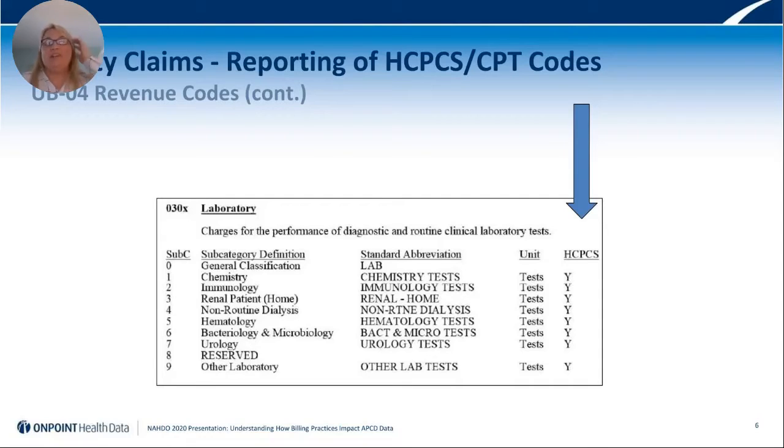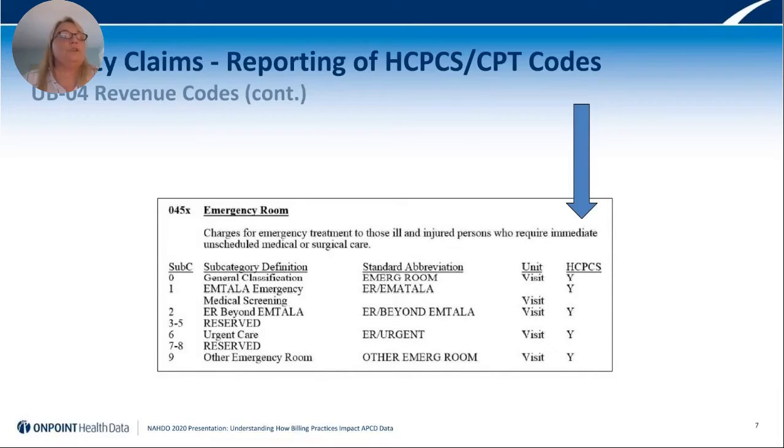So here's the lab example that we saw on that outpatient service line, and here you can see the outpatient revenue code. The HCPCS column is listed as a Y. So in these cases, you would expect to see a CPT or HCPCS code on outpatient claims when these revenue codes are reported. I've also included emergency room as another example, and again that HCPCS code is flagged as a yes. So you would expect to see those codes reported on those service lines, again just for outpatient claims. And so that's why, when working with facility claims, you won't see HCPCS and CPTs reported on inpatient claims, but you would see them on outpatient claims.